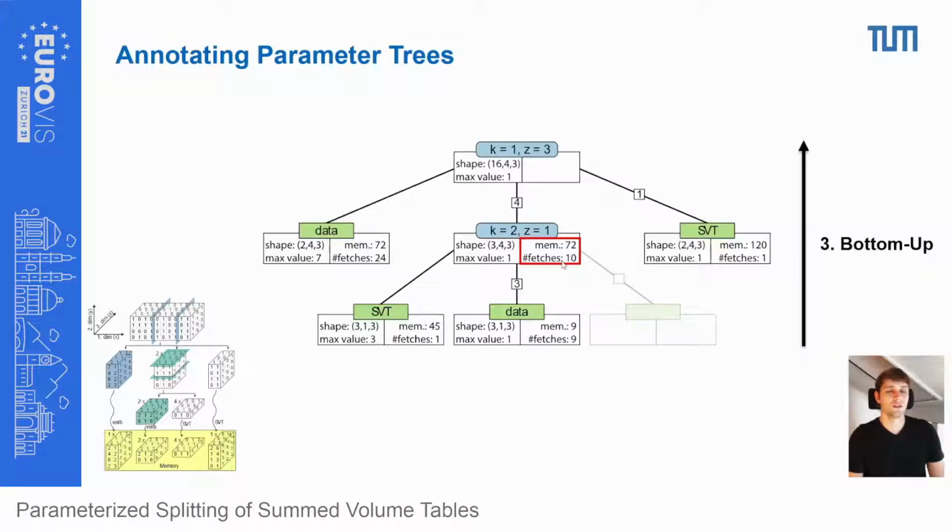Now, we continue this propagation phase into the root node, and here the memory of 480 is achieved by summing 72 plus 4 times 72 plus 1 times 120. And the fetches, on the other hand, are obtained by taking the maximum of 10 and 1, which is 10, and then adding another 24 fetches for the aggregate array.